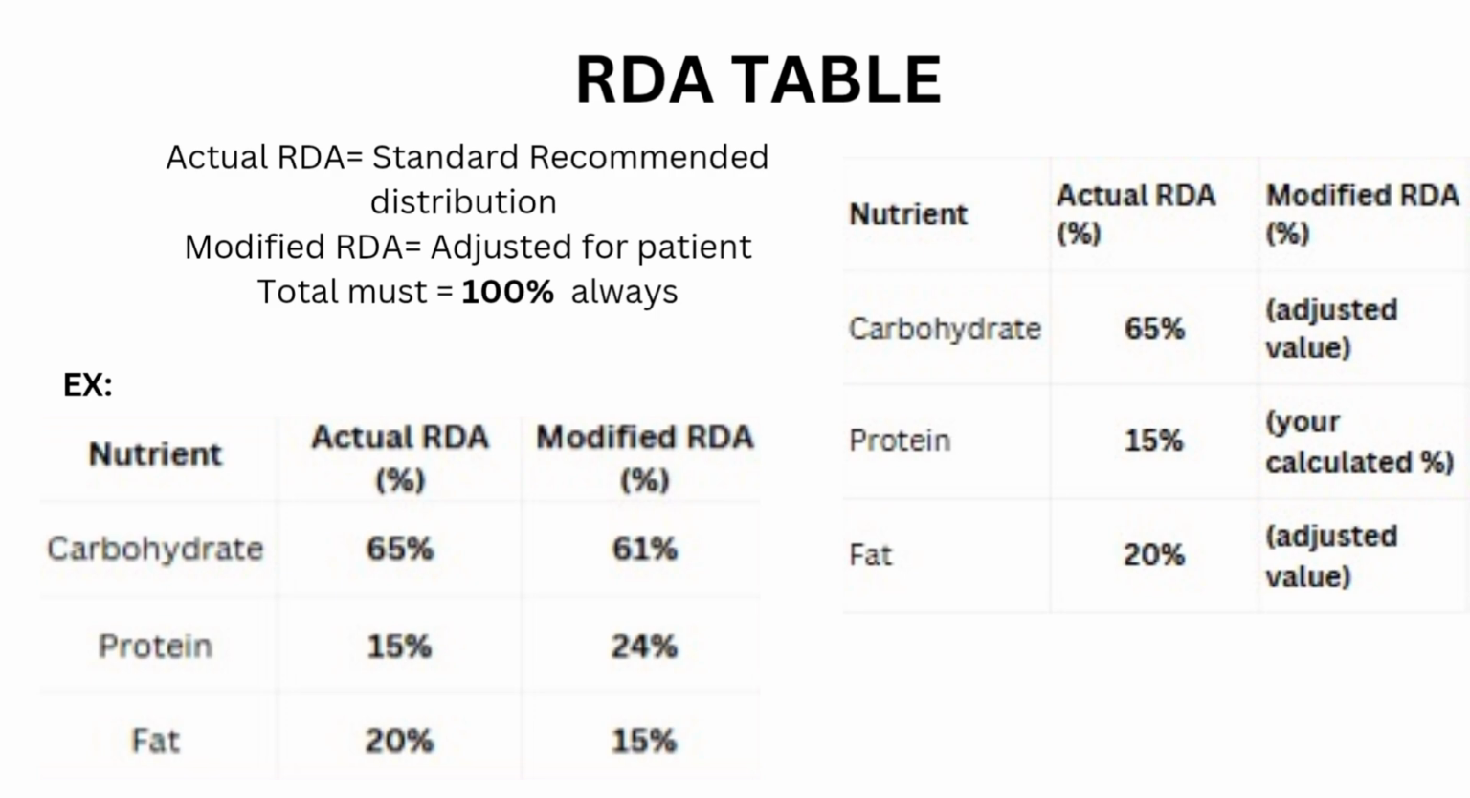ideal body weight. So we calculate protein first, convert it into percentage, and place the value under the modified RDA in the protein group. For example, if our calculated protein turns out to be 24, we enter 24 in modified RDA under protein. Then we adjust our percentage for carbohydrates and fats, so the total always comes back to 100%. If the patient is obese, we reduce the fat percentage, shifting those calories to proteins or carbohydrates. In this case, fat becomes 15, protein is 24, and carbohydrate would fill the rest, 61.